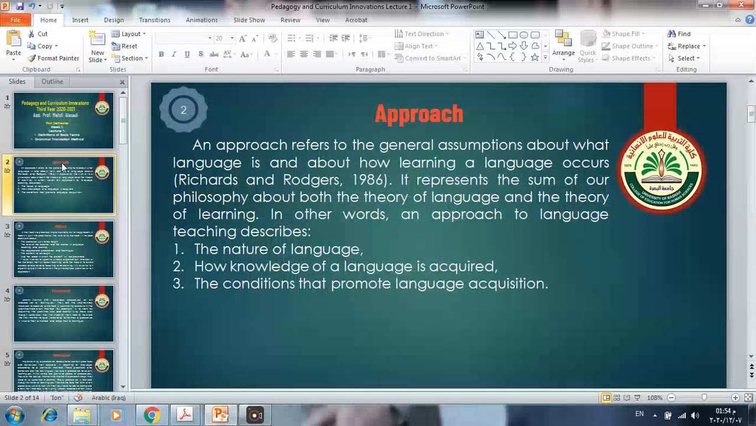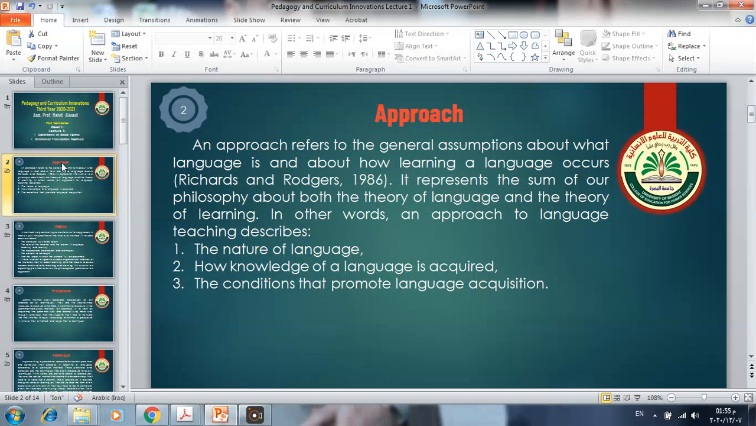The first term that we need to know about is approach. An approach refers to the general assumptions about what language is and about how learning a language occurs. Of course, this is according to Richards and Rogers, 1986. So it refers to the general assumptions about language and how the learning of language occurs. For example, we have different theories about language, so we need to know about them.